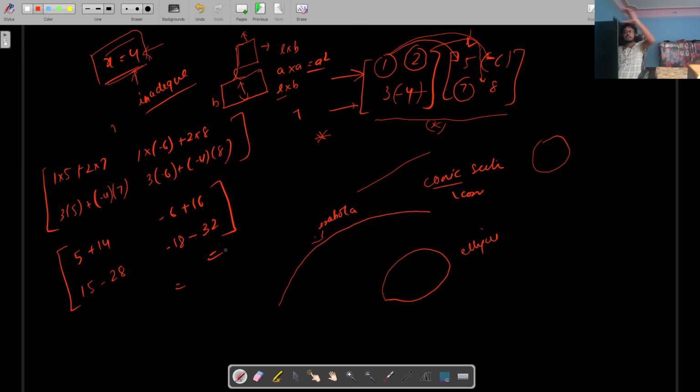So matrix 1 go row, matrix 2 go column. First row with first column, then keep the row constant and go to the other column. So first row with second column, then change the row. Second row with first column, keep the row constant, second row with second column. That's it. If you have any doubts, let me know. If you don't have any doubts, this is the end of the class.